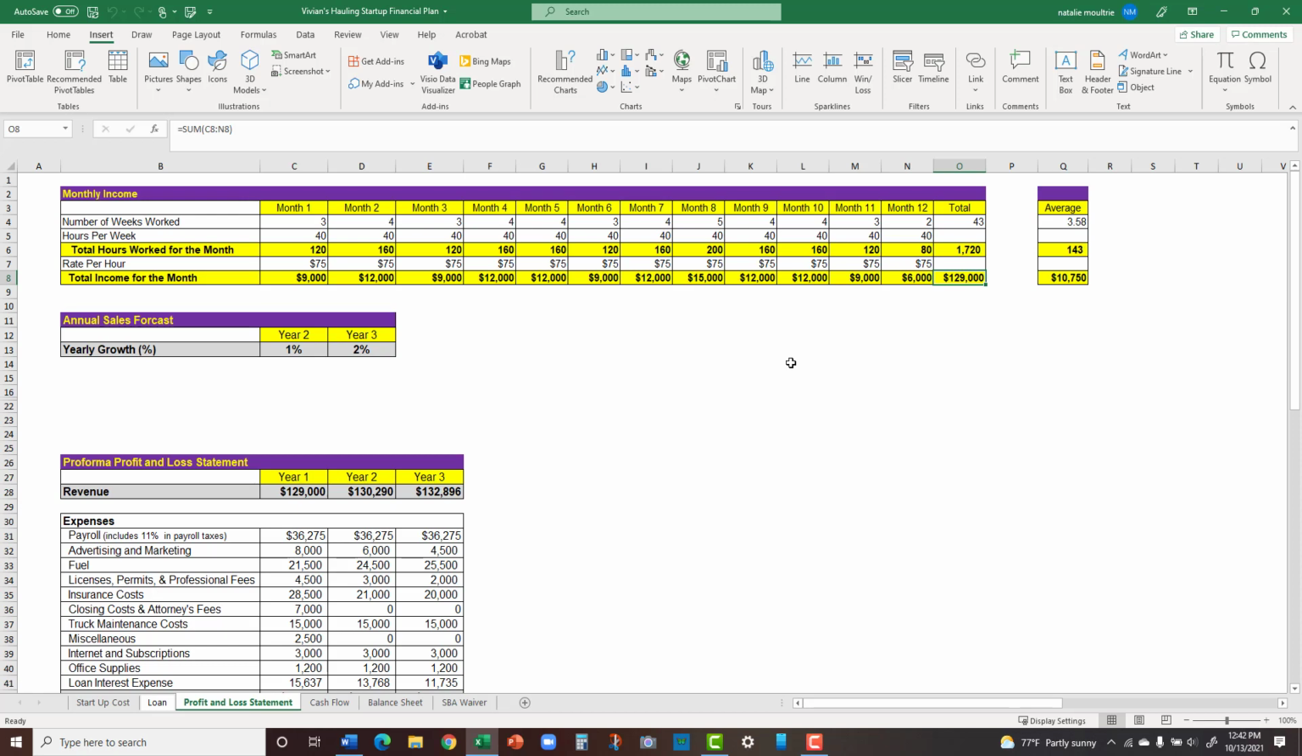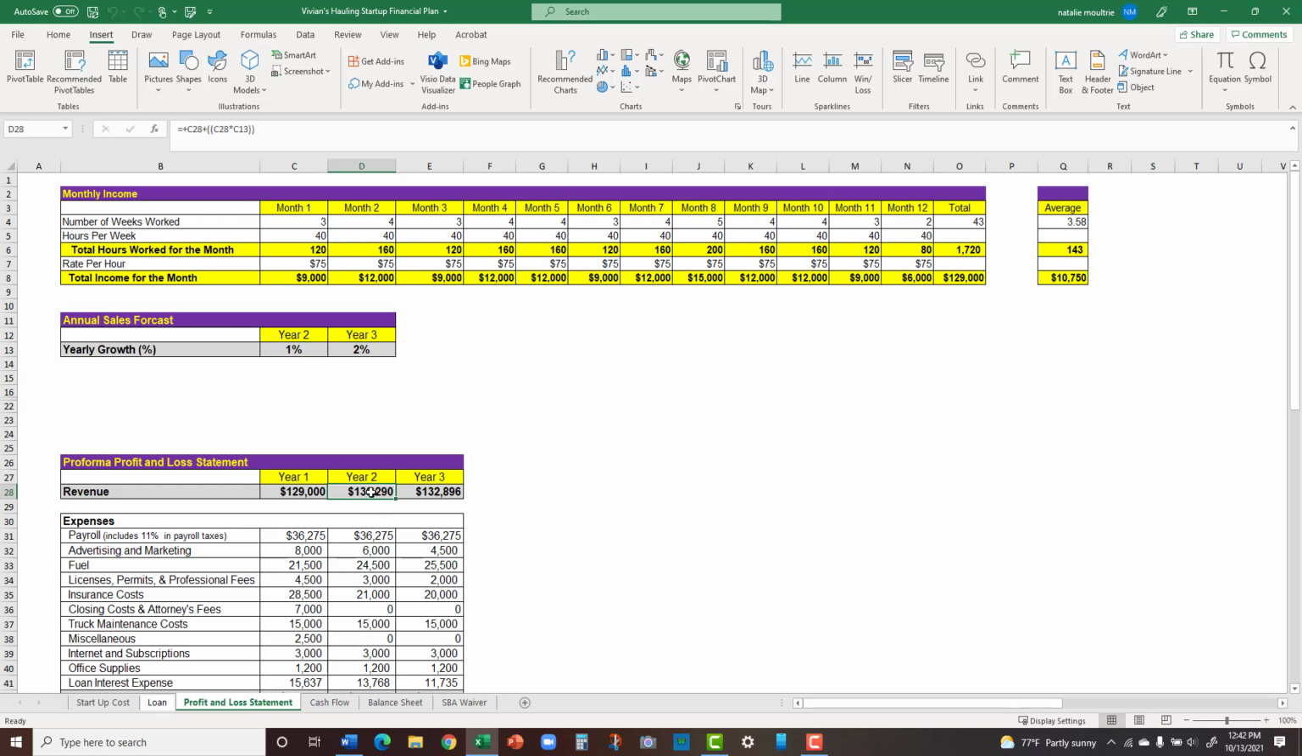So you want to basically use this same type of calculation method so that you can have strong footing when you're talking to your lender. This is what we anticipate we will make. Now, for the second year, I have an annual growth percentage table. We're saying that we will grow the second year by 1%.